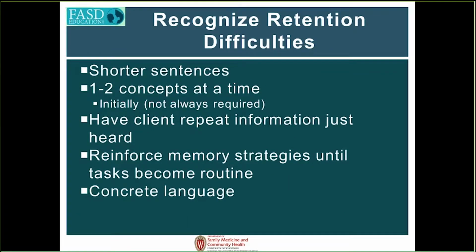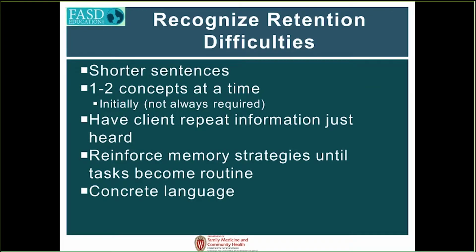We definitely have to pay attention to retention difficulties. I usually start with shorter sentences, a couple of concepts at a time, at least initially, until I see where their cognitive level is and how much I can kind of toss at them in a conversation. I like to have people repeat information they heard, not because if they say it back to me, I know they can do it, but it's just a different way of learning.